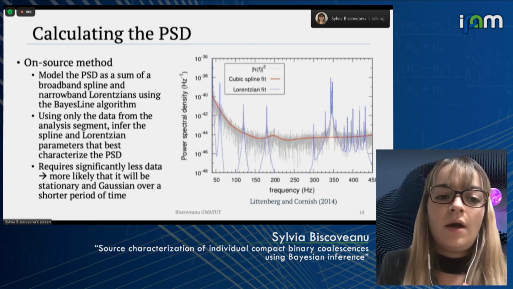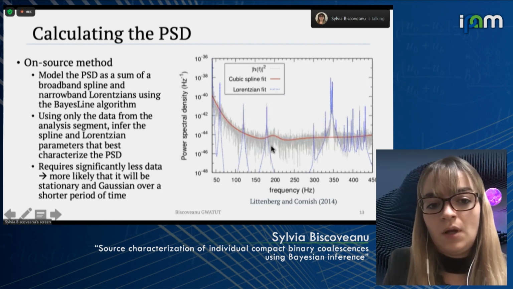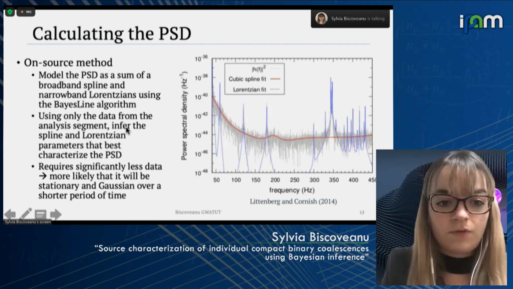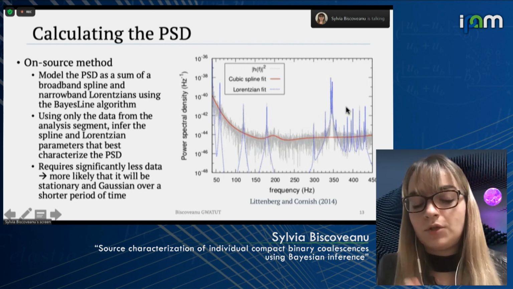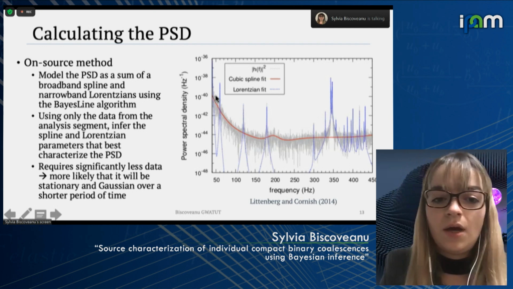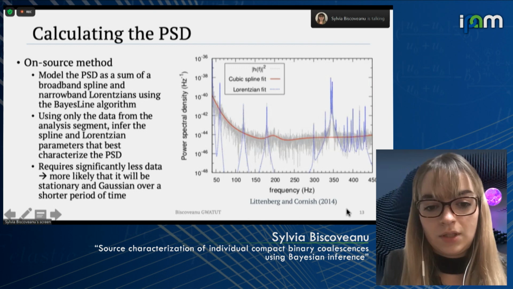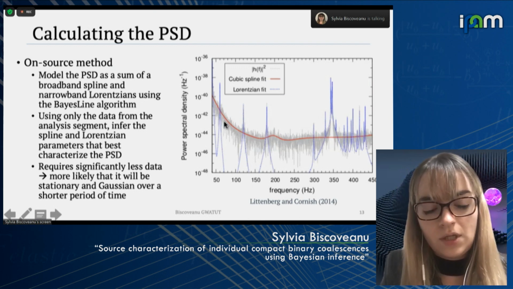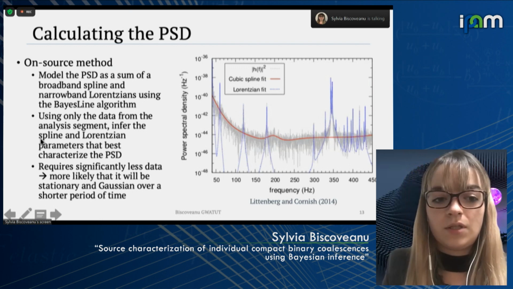Here, the PSD is modeled as a sum of a broadband spline, which is shown here in red. Again, this is just the PSD as a function of frequency. And the lines that you get in the PSD are modeled as Lorentzians. In your previous lecture, I'm sure you heard all about why we have these lines in the LIGO data, how they come from calibration and the violin modes, but we need to model them. In this baseline algorithm developed in a paper by Littenberg and Cornish in 2014, they model the broadband behavior with a spline and the narrowband behavior with Lorentzians.